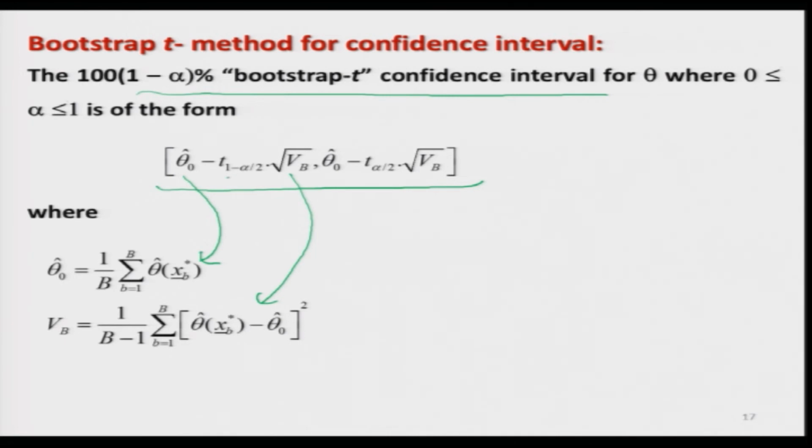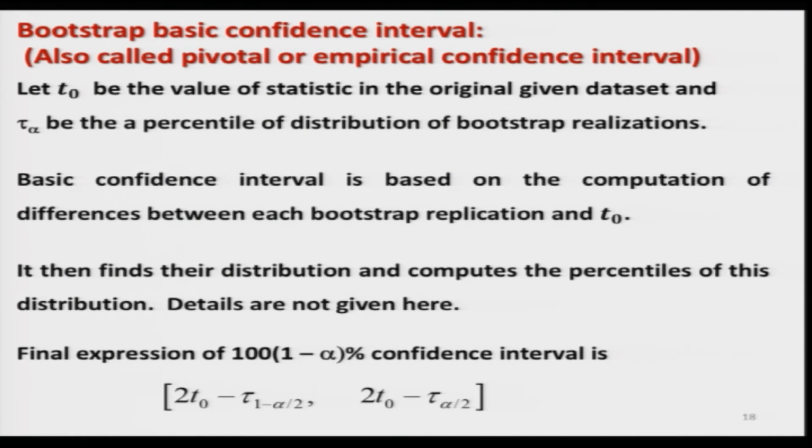And here I have used 1 minus alpha by 2 and alpha by 2 just to make it more general, so that if the distribution is not exactly symmetric and you want to use the bootstrap T method, then at least you should be able to use it. Okay, now I give you a very quick review of the bootstrap basic confidence interval. This is another type of approach to construct the confidence interval using the bootstrap methodology.